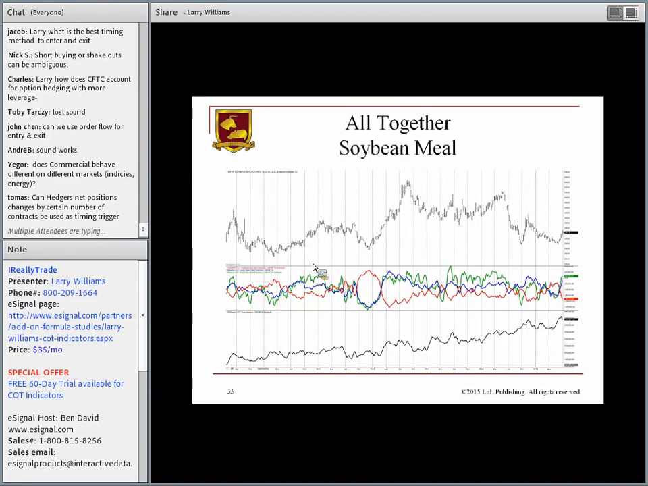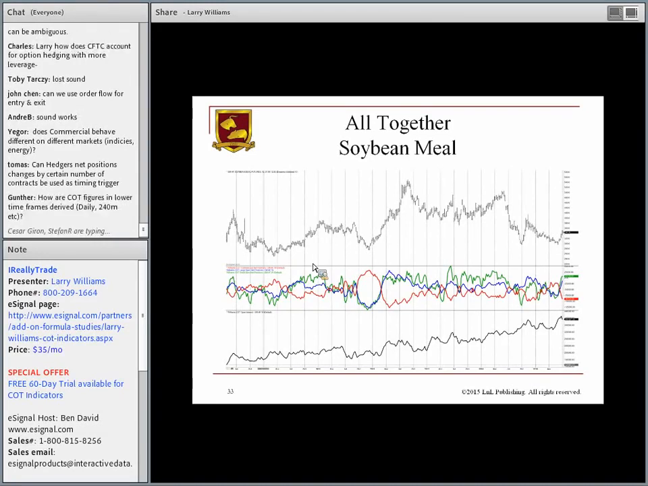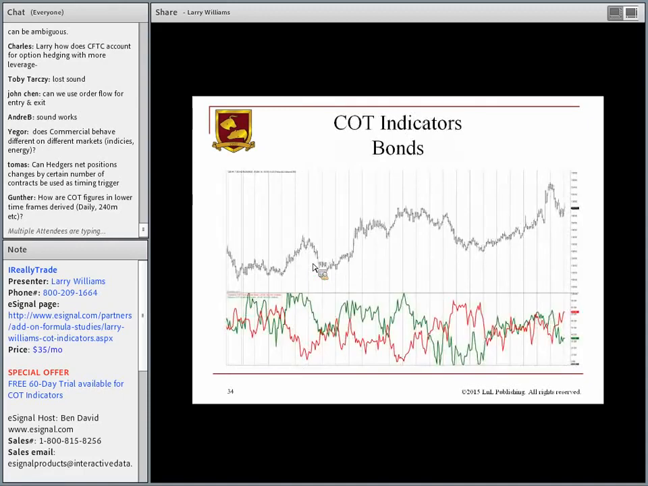Can net position changes by a certain number trigger trades? No, we don't use this to trigger trades. We're looking for setups, guys and gals. Everybody wants to make this so simple. We're looking for setups. Here are the COT indicators in the bond market again.